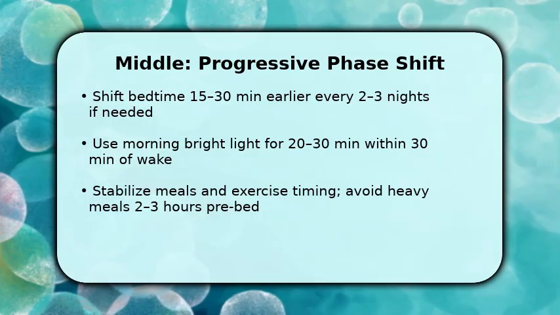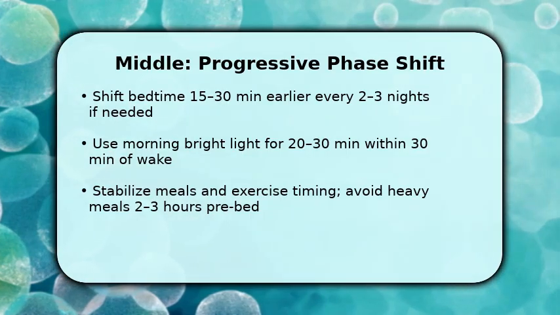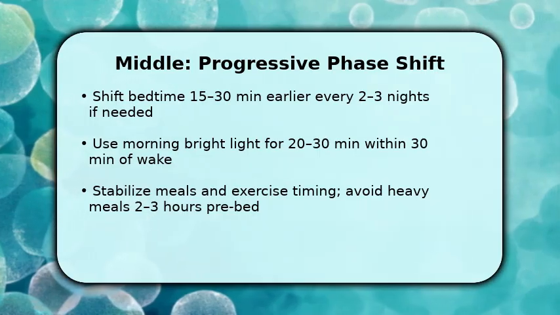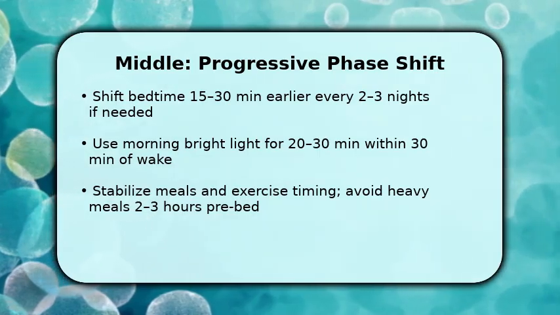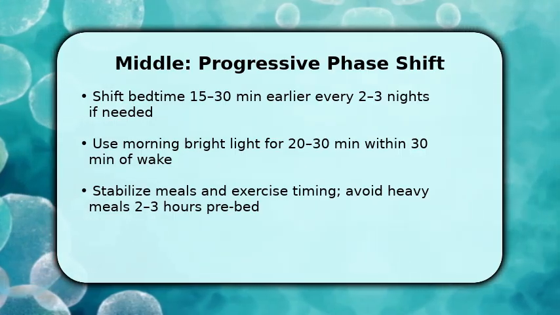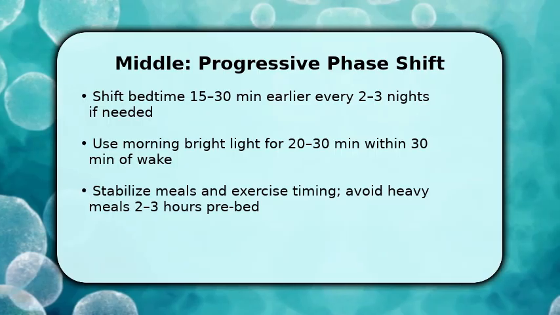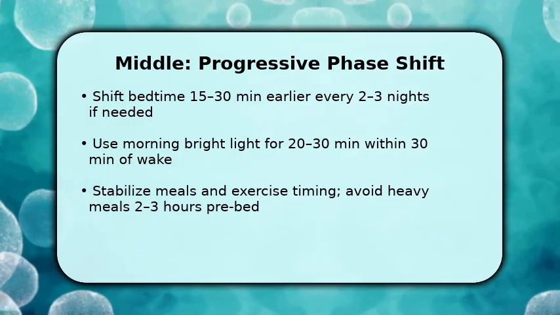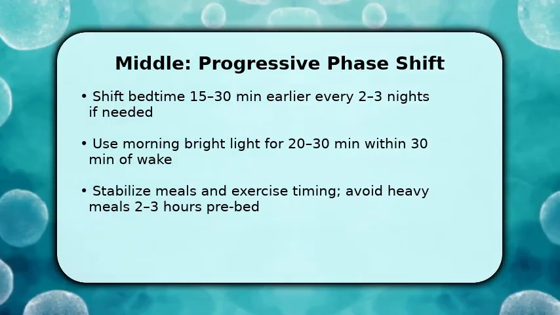Make sure to expose yourself to bright morning light for 20 to 30 minutes soon after waking to reinforce the new rhythm. Also stabilize meal and exercise timing because metabolic cues affect sleep timing. Together, small gradual shifts and consistent daytime signals realign your clock.